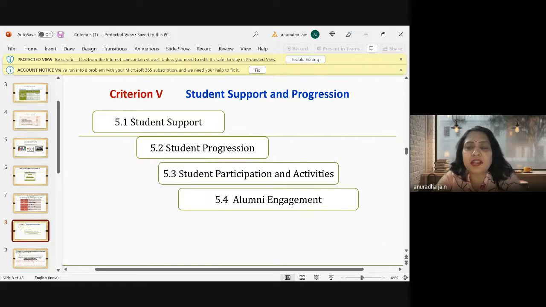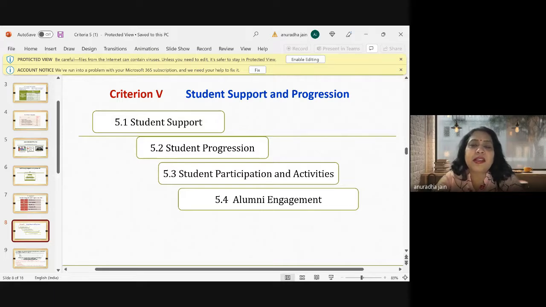The next key indicator is about student participation and activities. That means what are the different activities that are organized by the college, by the institution, and how many students are participating in it. So total participation means, as I told you, if we have 5,000 students participating in any particular year, you should have all the details with enrollment number of the student, attendance sheet, everything you have to produce.